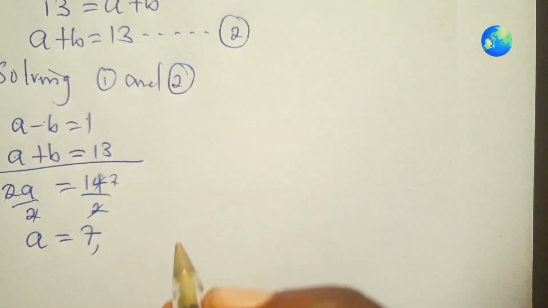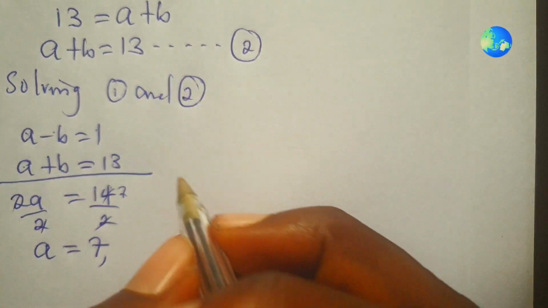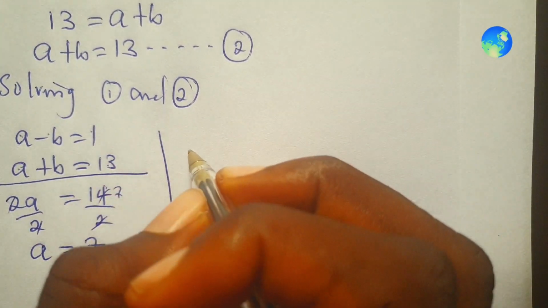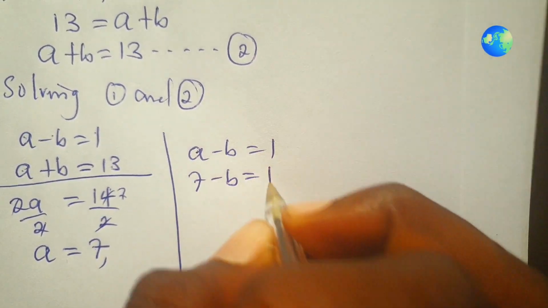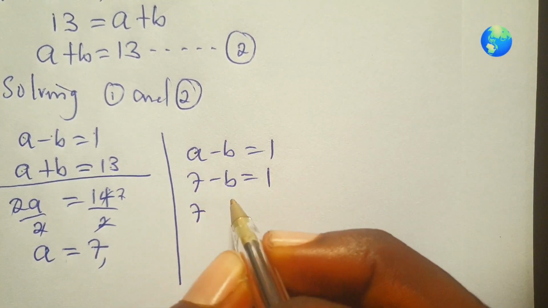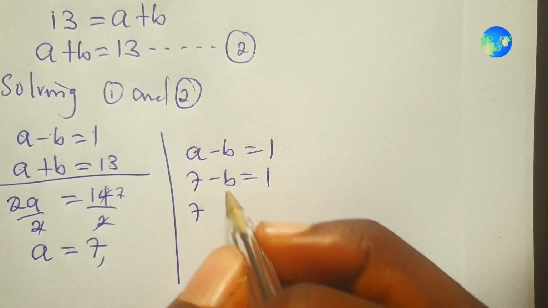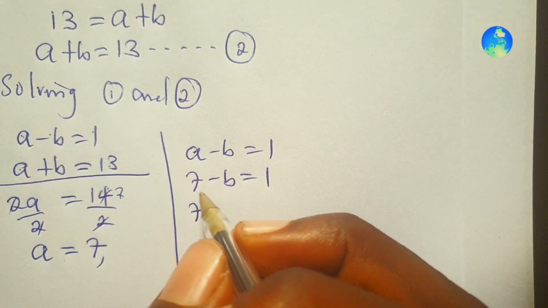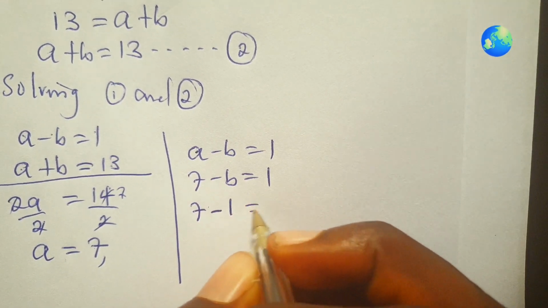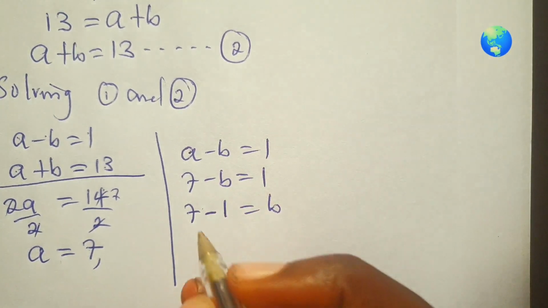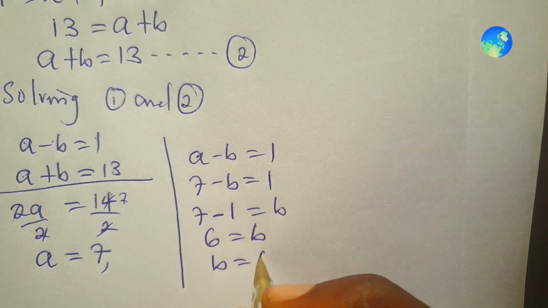To get the value of b, I can use any of the equations actually. So let's use a minus b equals 1. If a is 7, that's 7 minus b equals 1. Anyhow you want to solve it, just do it. I'm kind of complicating this part, but if you solve it, you get it this way: 7 minus 1 equals b, so 6 equals b, which means b is 6.